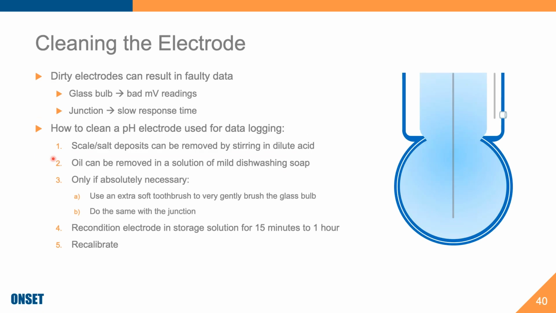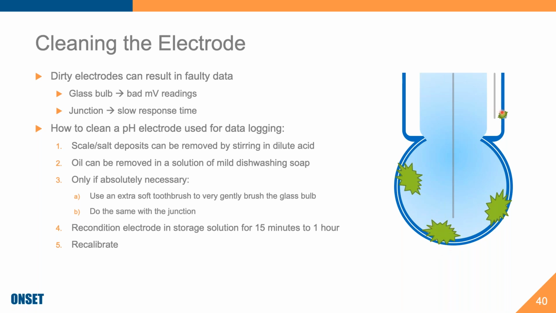Okay, briefly, because I know I'm running out of time. Cleaning the electrode. Dirty electrodes can result in faulty data. So if you have a dirty glass bulb, for instance, then you may get bad millivolt readings because those dirt spots there are actually adding potentials to the overall potential of the system. And by adding those potentials, you're actually ending up with incorrect readings.